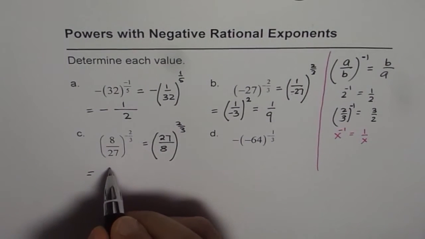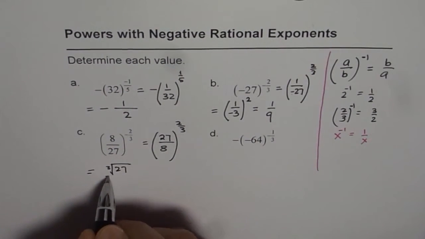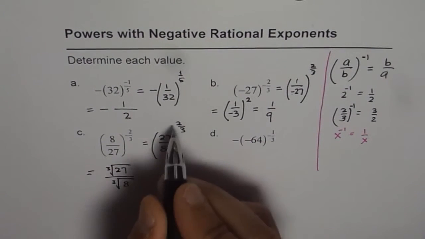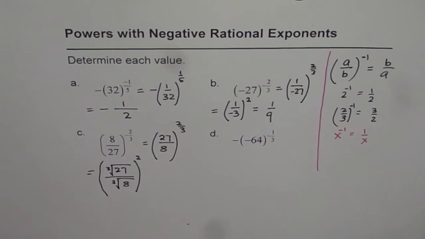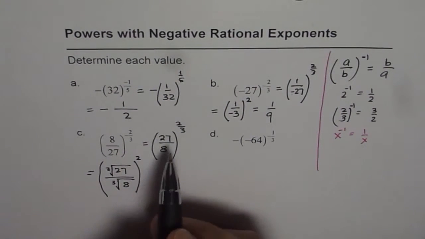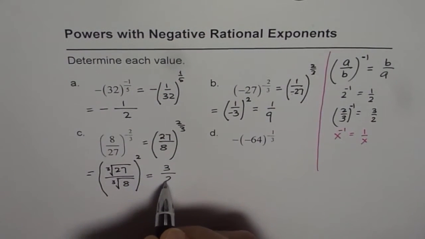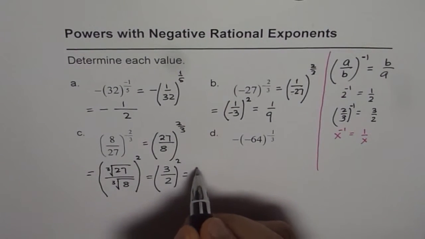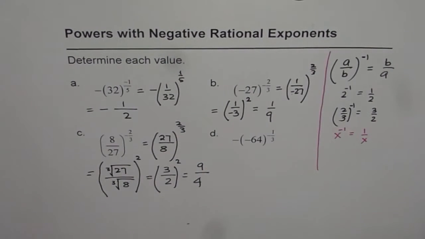Cube root means we'll do cube root of 27. We'll do cube root of 8. And then we are going to square everything. That is what we mean. Now cube root of 27 is 3 and cube root of 8 is 2. So we get 3 over 2 squared, which is 3 squared is 9 and 2 squared is 4. So that is the answer, correct?